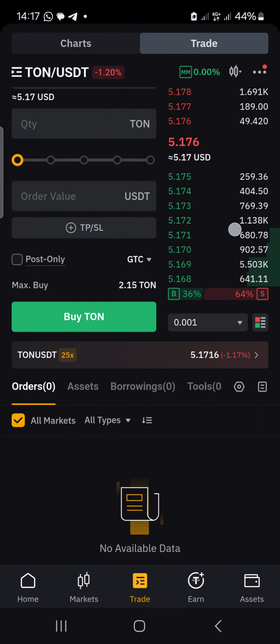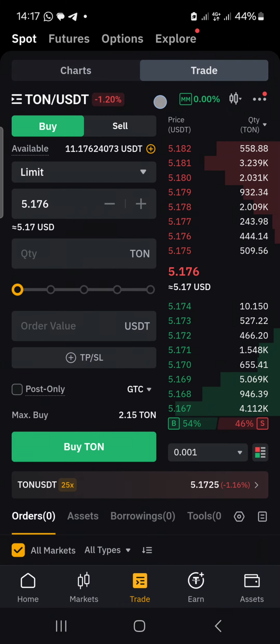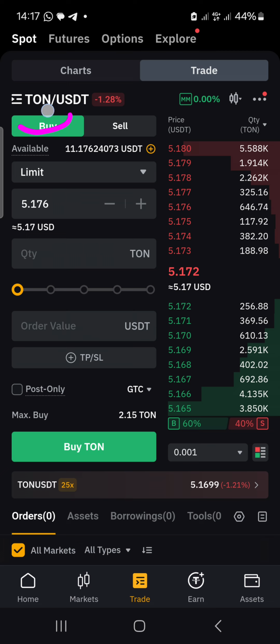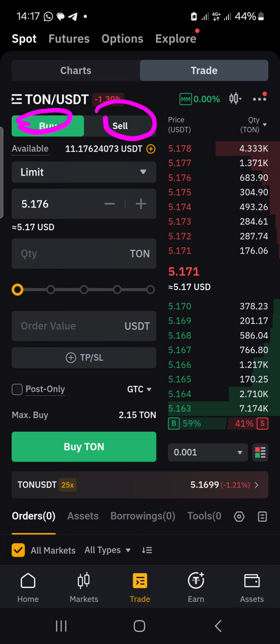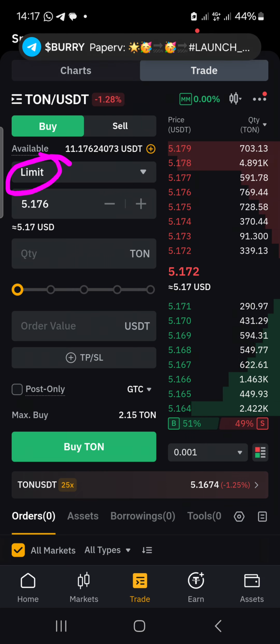When you click on that pair, it's going to bring you up to this page. Remember, I said we're going to do how to buy by market and how to buy by limit, how to sell by market and how to sell by limit. So this is going to be on buy. When we want to sell, we'll click here to switch to sell. Now, since we want to buy by market, the order type is showing limit. We need to change it to market.